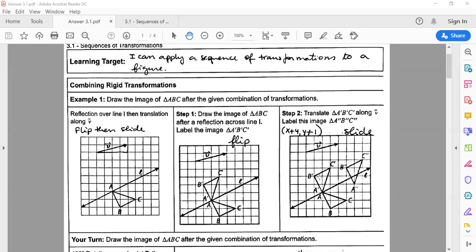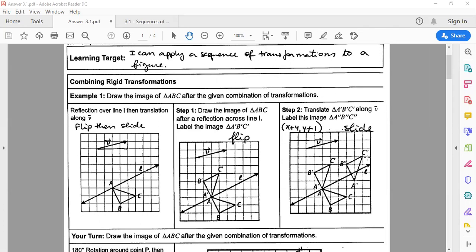So now that we reflected, we're going to take the figure A prime, B prime, C prime, and slide it with a translation of x plus 4 and y plus 1. That was my vector v right here. So when I slide the picture over, this is my final result. And notice that now I have triangle A double prime, B double prime, and C double prime. Okay, that's my final transformation.